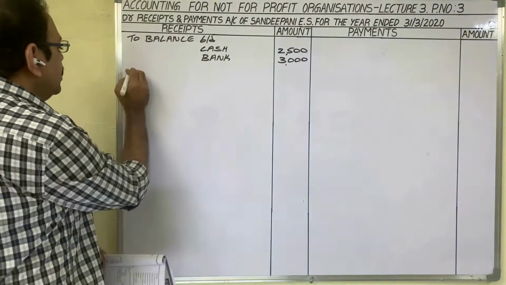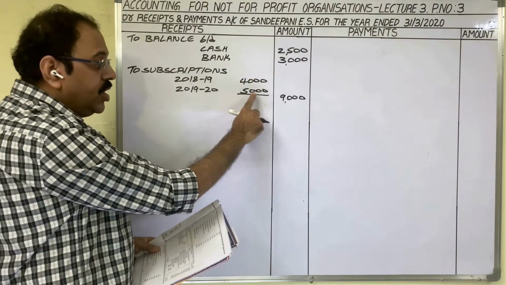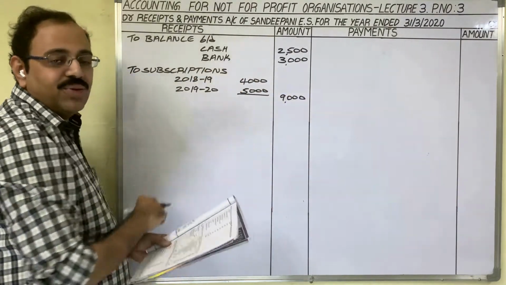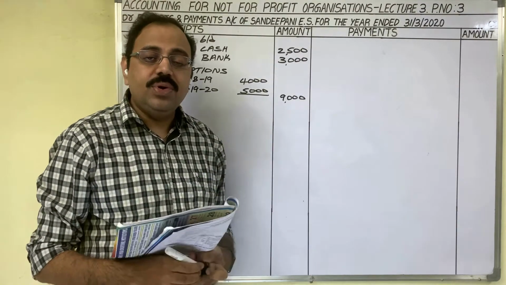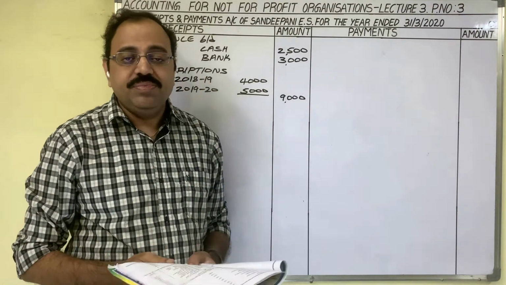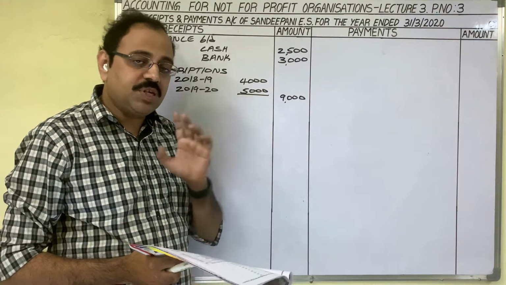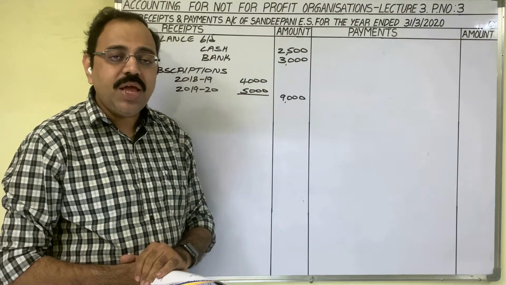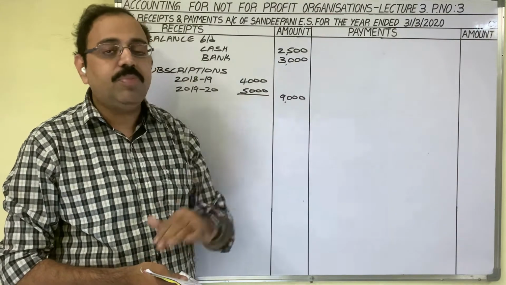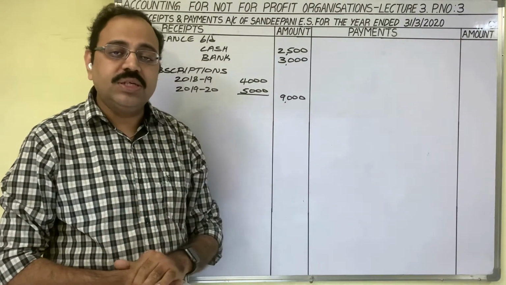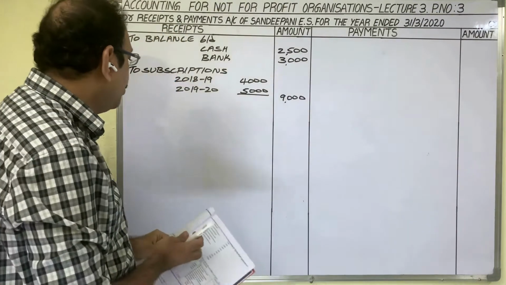To subscriptions. Previous year amount 4000, current year amount 5000. Total subscription amount is 9,000 rupees. Next one, donations received. Donations means a gift. The main income for not-for-profit organizations is subscription, no? But sometimes the firm may receive donations from the donors, from the general public or from members. As cash is coming into the firm, it is a receipt. Receipt side we have to show.